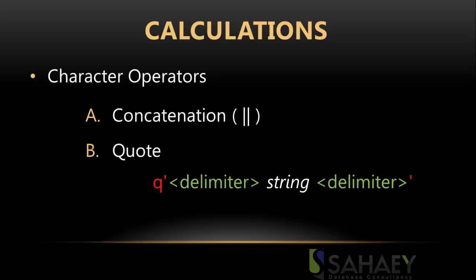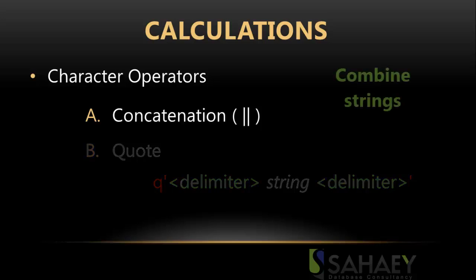Besides numeric operators, Oracle provides operators for use with character values. The two available character operators are the concatenation operator and the quote operator. The concatenation operator is used to combine character strings and is represented by two vertical bars. Let's see an example.